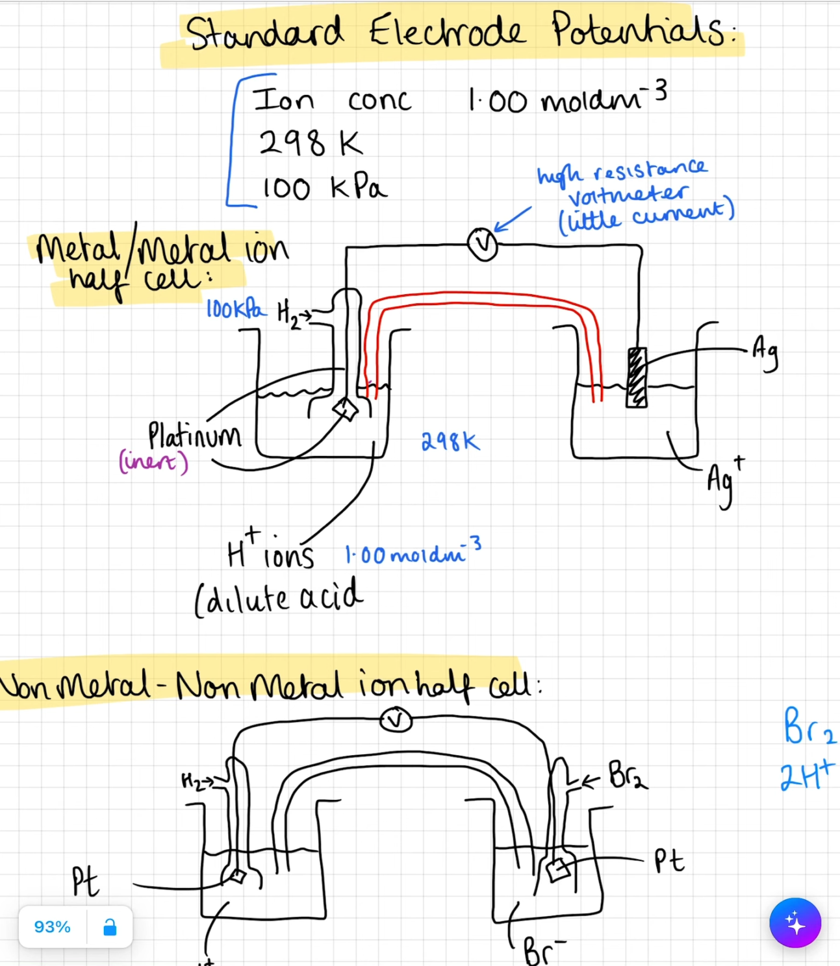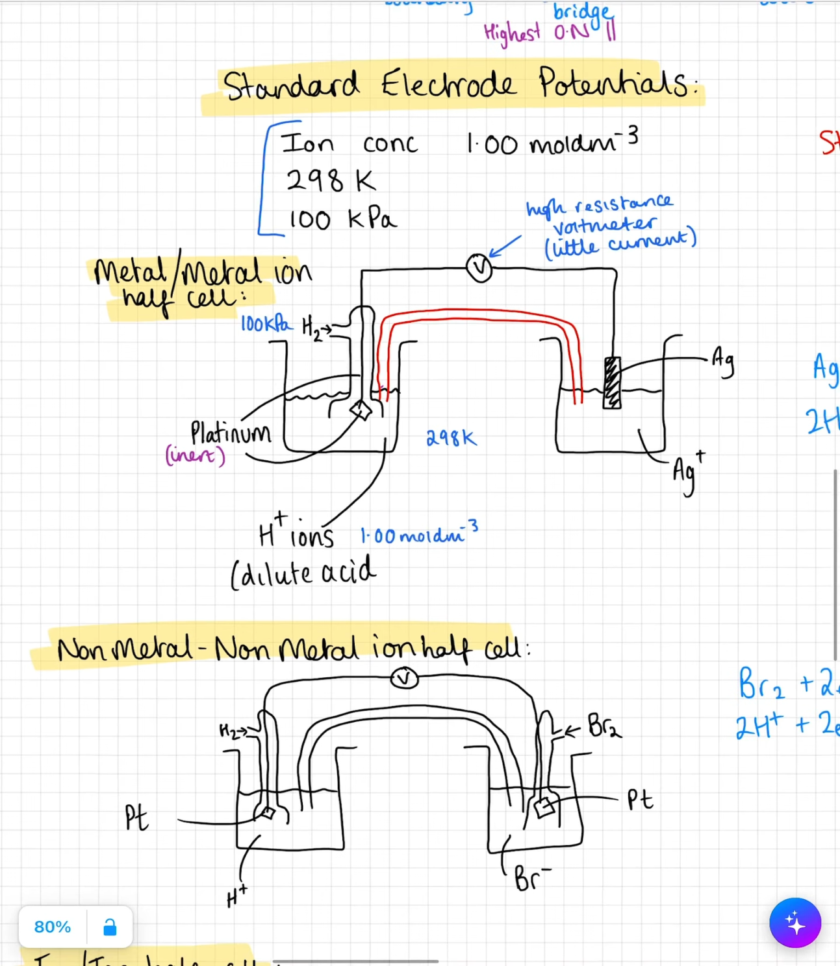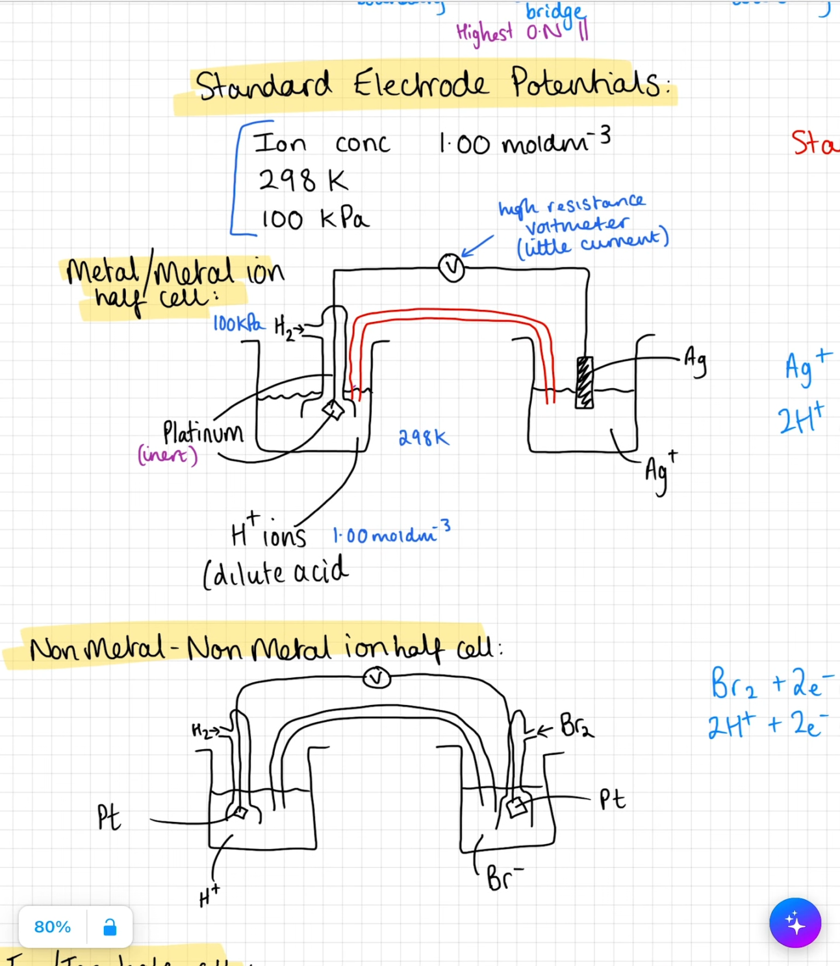So here we are looking at the standard electrode potential of a metal ion half cell. We are measuring the E cell value of our silver. So we are using silver and silver ions, and we are measuring this in comparison to the standard hydrogen electrode. What we need to do in terms of the setup is ensure that there is a salt bridge present.